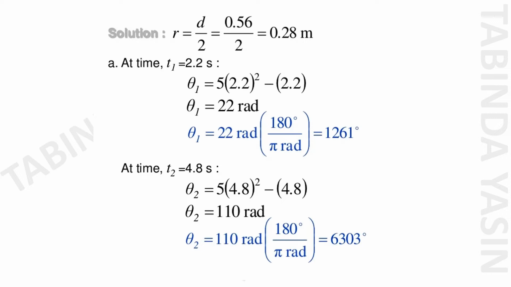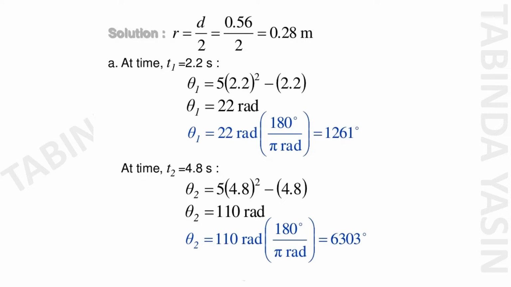We have theta 1, so we are going to find the theta 1 value with the time t1. Substituting the value, we have 5 into 2.2 whole square minus 2.2, that gives theta 1 is equal to 22 radian. Now we are going to convert it into degree, that is 180 degree divided by pi radian, that gives 1261 degree.